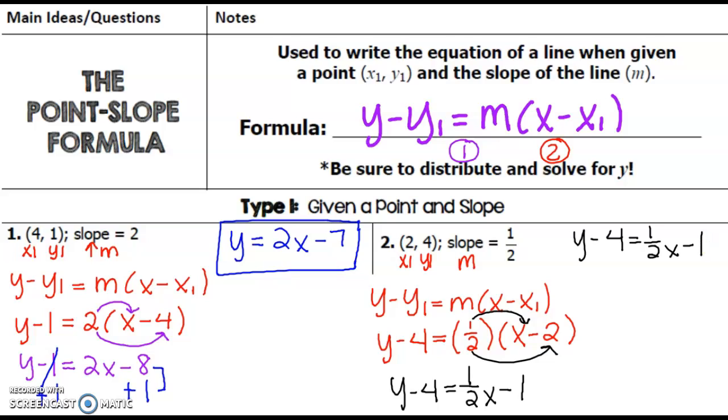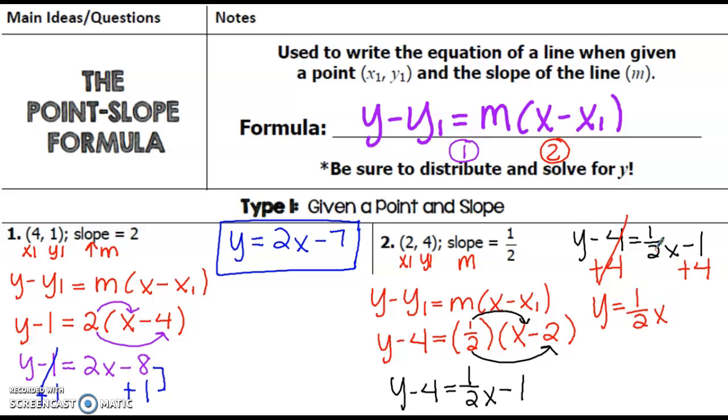And my step number 1 is done. We're doing number 2. I have to isolate this y. So if I'm subtracting 4 here, in order to do that, I'm going to be adding 4 to both sides. So I have y equal to 1/2 x.